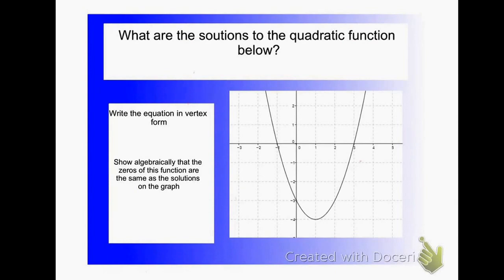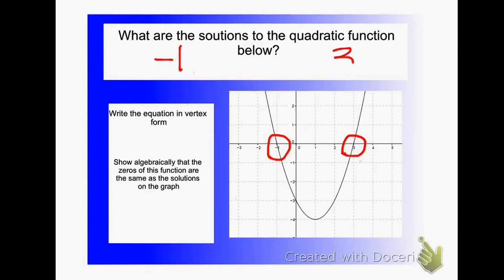Now let's look at a different type. Again, we want to know what the solutions to the quadratic function below are. So we check for our x-intercepts. In this case, we get negative 1 and 3. But this time it wants us to write the equation in vertex form. Now remember, for vertex form, you have to locate the vertex. My vertex is the minimum point. So we go up to 1.